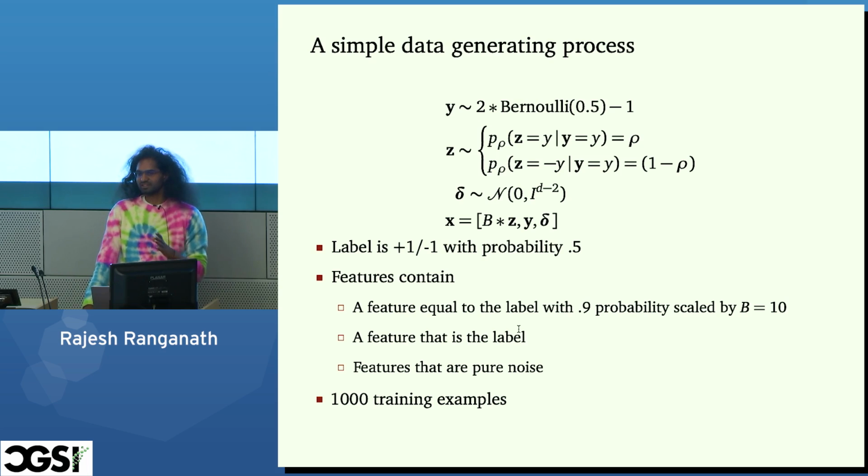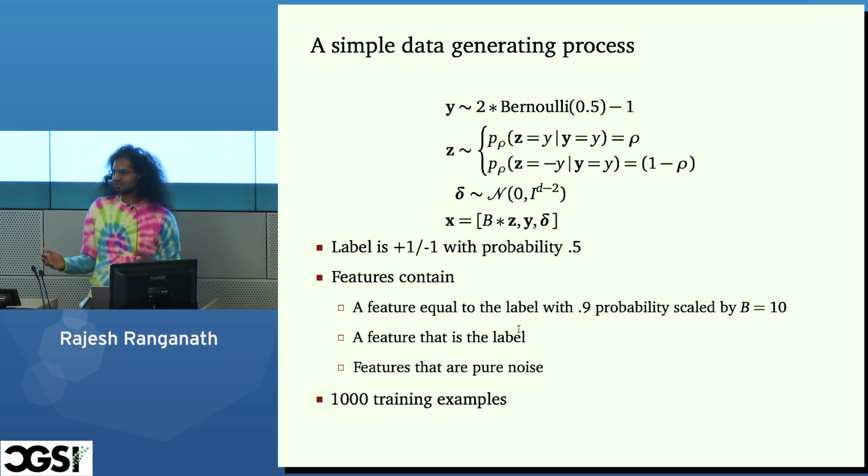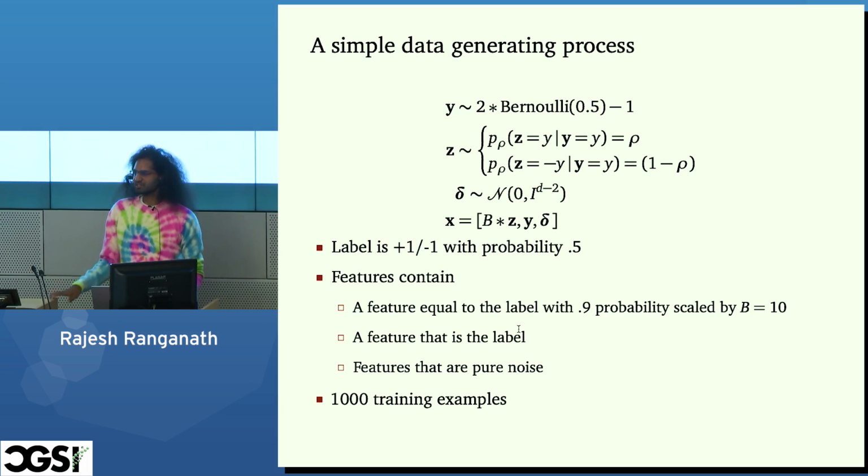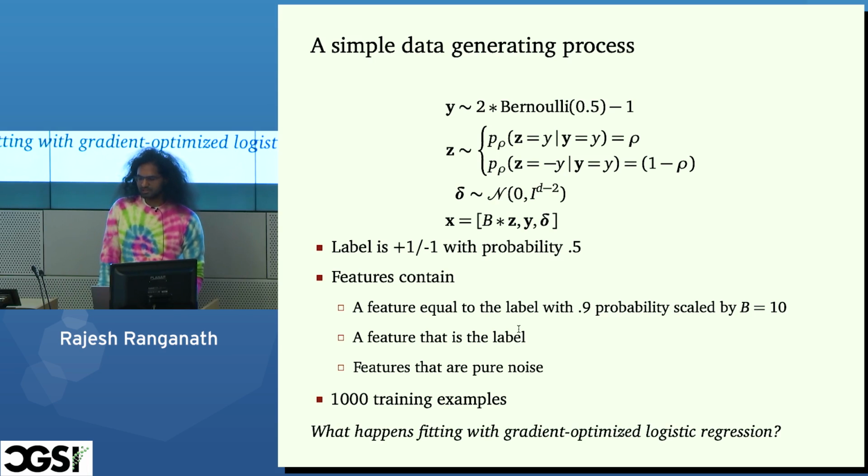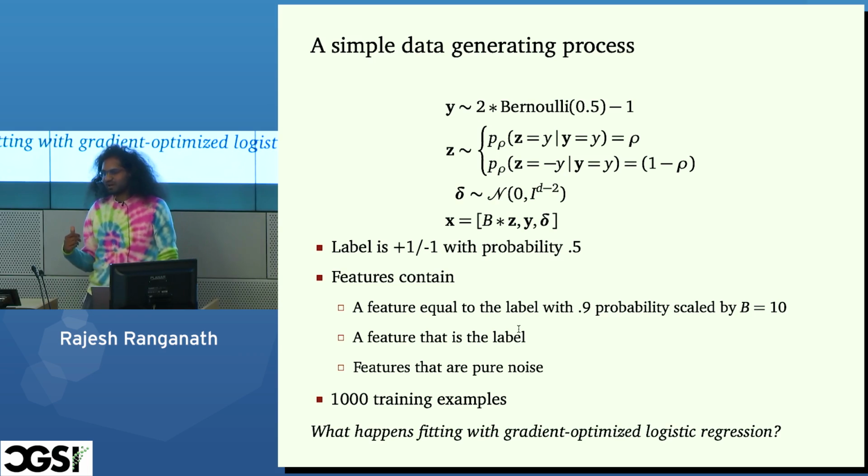It is literally this magical logistic regression problem where the second feature is the label, and so you'd be like, oh, we're great. And the rest of the features are just noise. They're pure noise, standard Gaussian distributed. I'm going to say that I have, say, 1,000 training examples and maybe a couple hundred features. So I have more training examples than features. My question is, what do we think will happen when we fit with gradient optimized logistic regression?